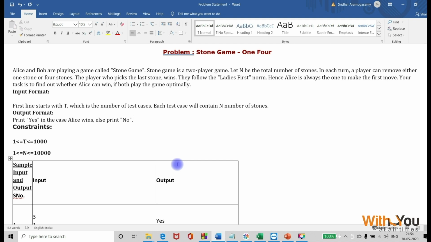For example, if there was one stone, it can be picked up. Four stones, it can be picked up. So the player who picks the last wins. They follow the ladies first norm. So here Alice is a woman, and hence Alice is always the one to make the first move. Your task is to find out whether Alice can win if both play the game optimally. What do you mean optimally? They should have a strategy. They should try to win.